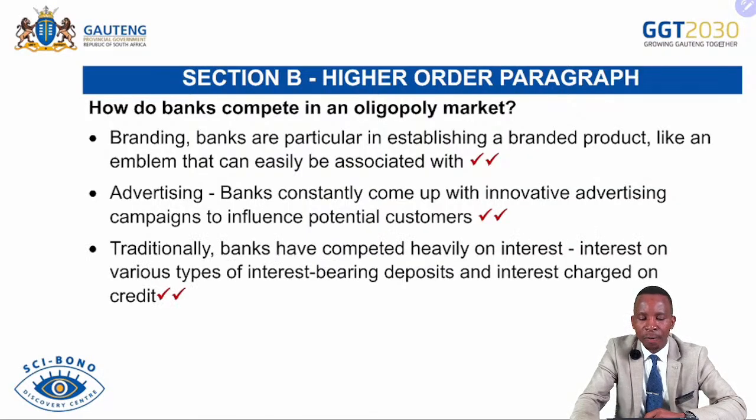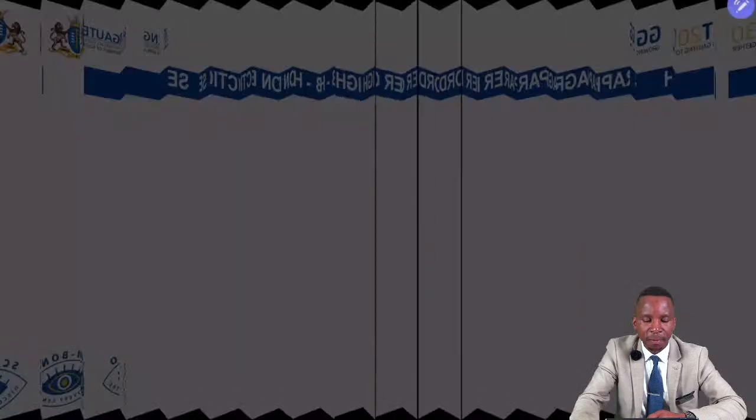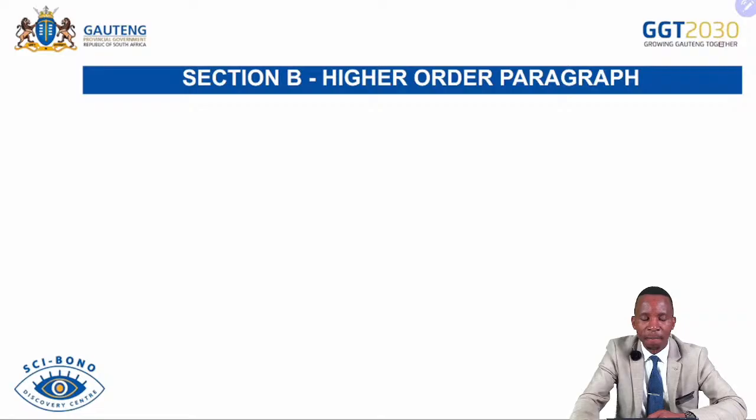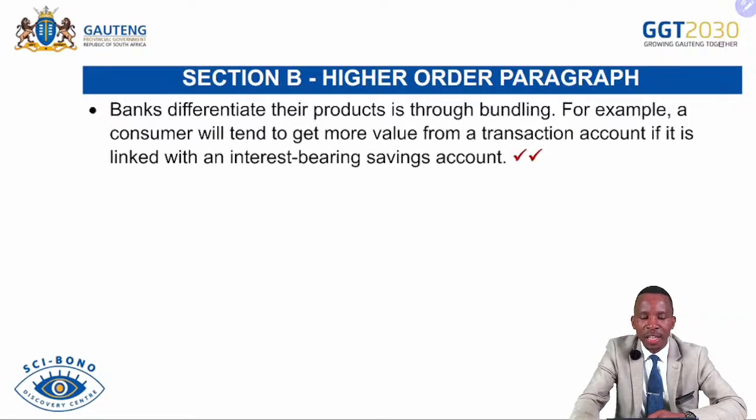Traditionally, banks have competed heavily on interest on various types of interest-bearing deposits and interest charged on credit. Banks differentiate their products through bundling. For example, a consumer will tend to get more value from a transaction account if it is linked with an interest-bearing savings account. So that's how they try to compete effectively and attract the attention of more clients or consumers.